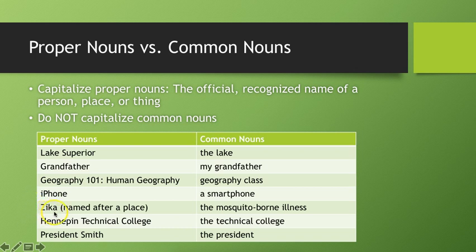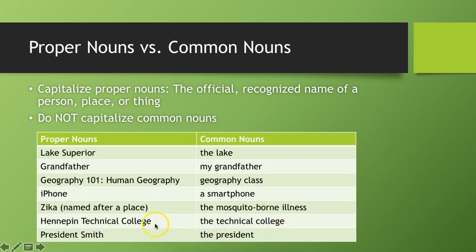But if you have the Zika virus, that is named after a place. It's a Ugandan forest. Since it's named after a place with a proper noun, Zika, the illness retains its proper noun status. So Zika, Munchausen syndrome, Ebola, those are all capitalized because they're named after people and places. However, if you're talking about the mosquito-borne illness, or the blood illness, or the blood disease, or whatever, it's lowercase.